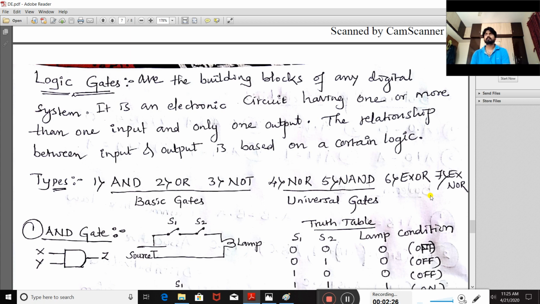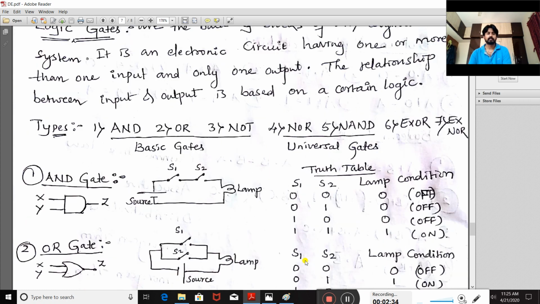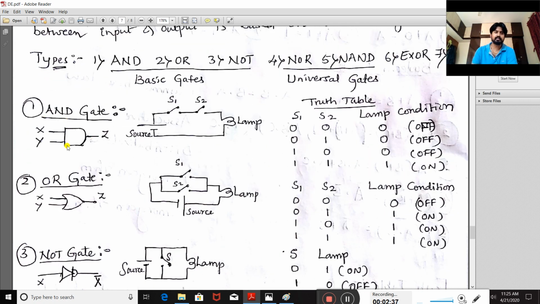To do that, here I am using an electrical analogy. With the help of that, it will be very easy to understand. First one is the AND gate. This is the symbol of the AND gate. Here two input variables are there and one output terminal or variable that is denoted as Z. With two variables, the possibilities of inputs are a total of 4: 0 0, 0 1, 1 0, 1 1. Now with the help of an electrical analog circuit, I will explain this.